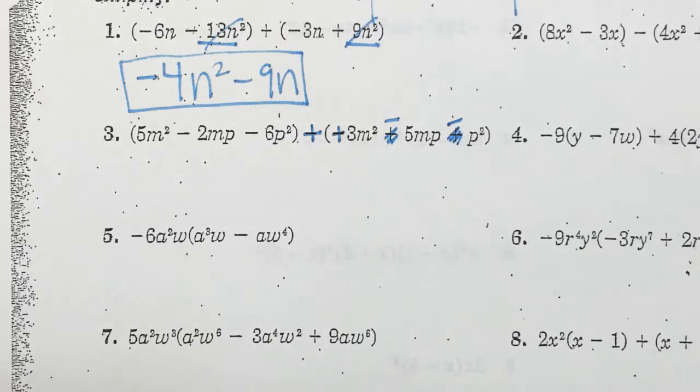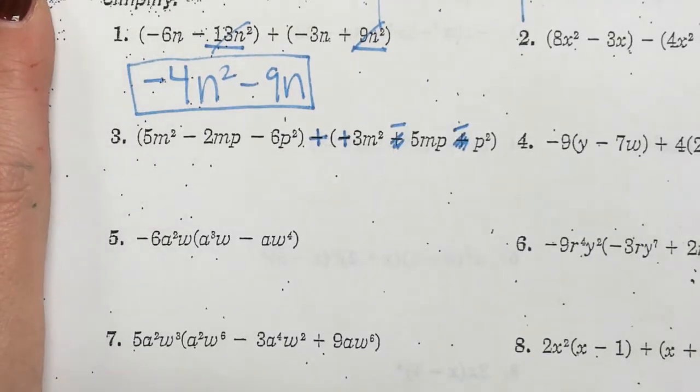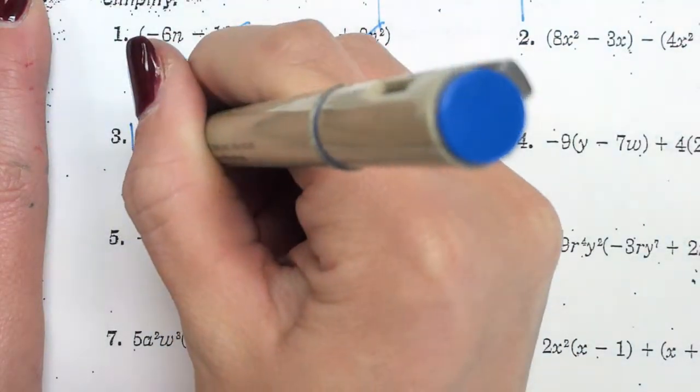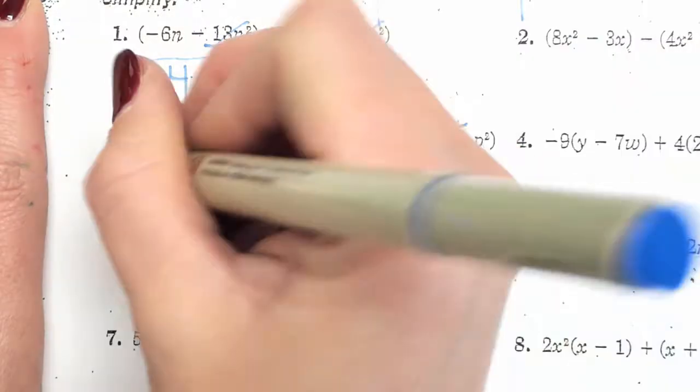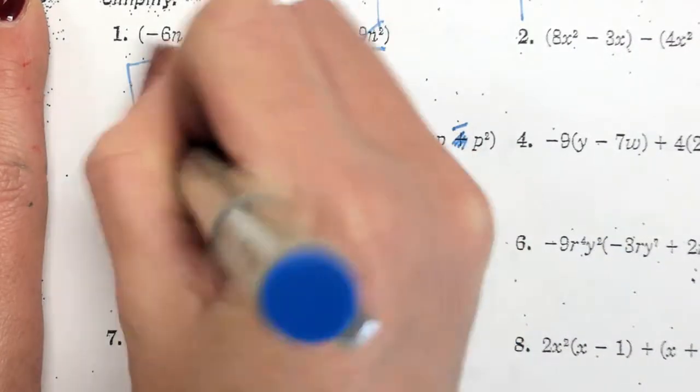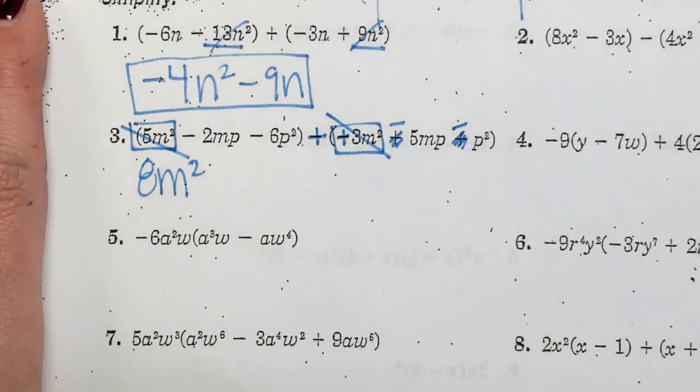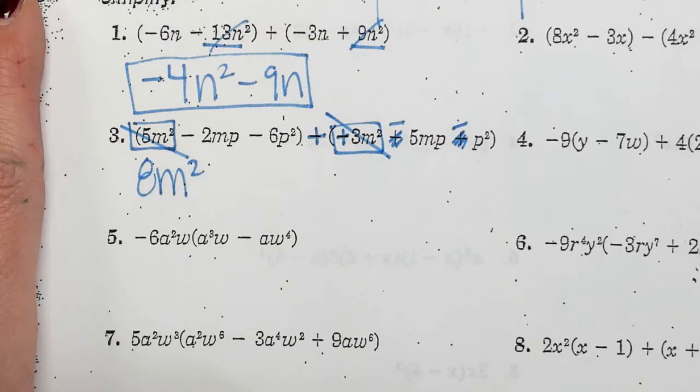Okay. What term would come first? The m or the p? The m squared. Good. Because m comes first in the alphabet. That's what comes first. So does 5m squared have any friends? So together, 8m squared. Good. Mark those out. What would go next? Yeah, p squared. It has an exponent. Highest exponent. Good. P squared.